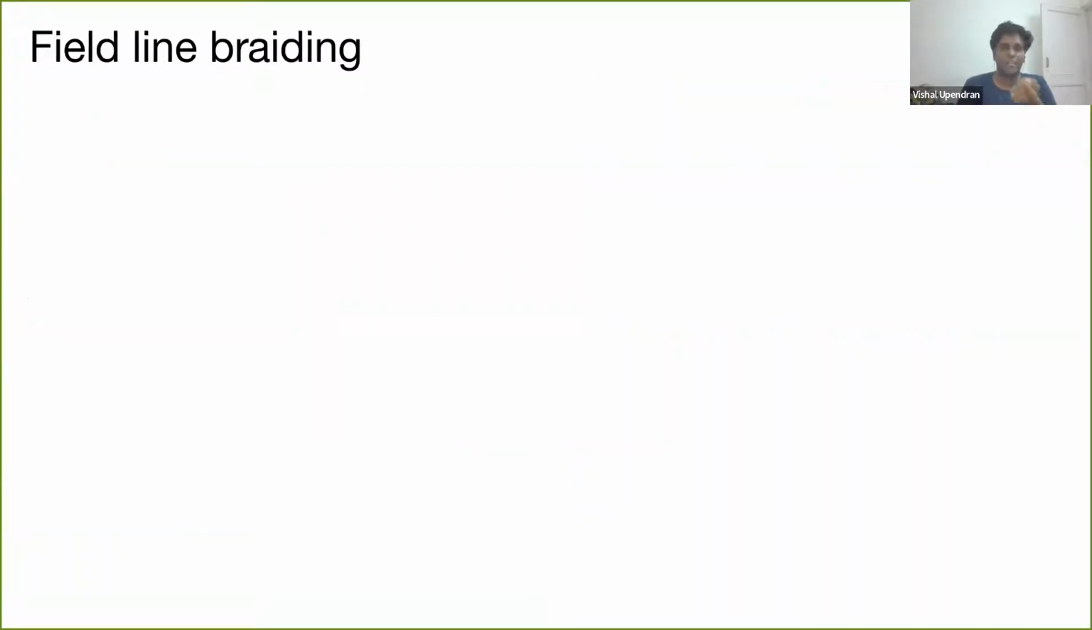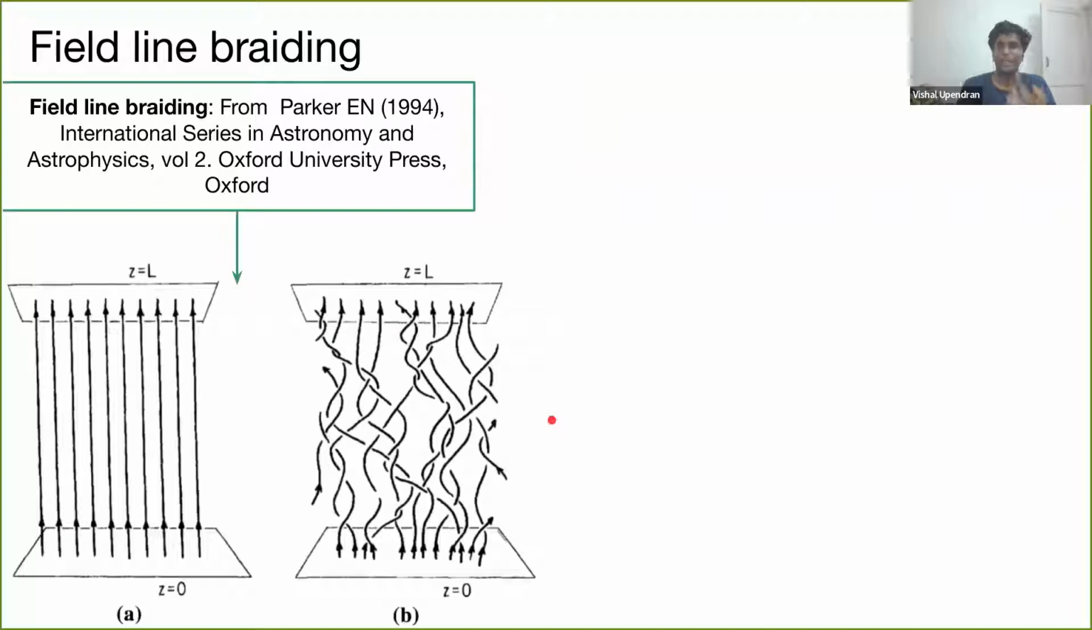So there's something called field line braiding. What was proposed by Parker in 1994 is that if you take two surfaces and have a parallel magnetic field between these two surfaces, keep the top boundary fixed and perform a random walk of the bottom boundary for each field line. What this essentially does is it acts like granules and mixes up all of the magnetic field and tangles them up.